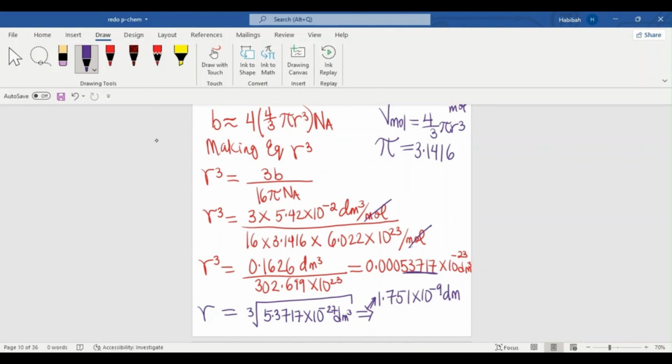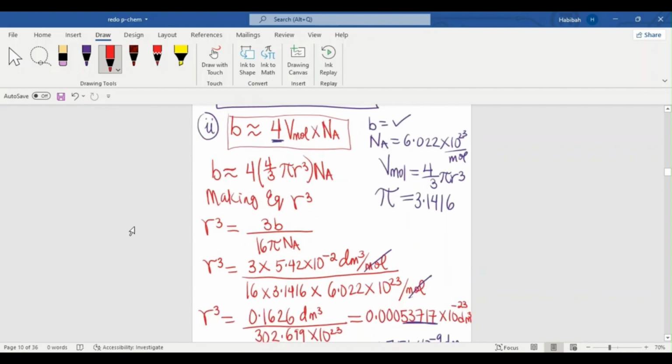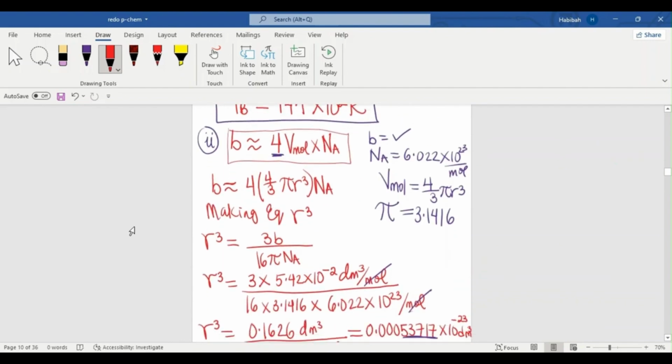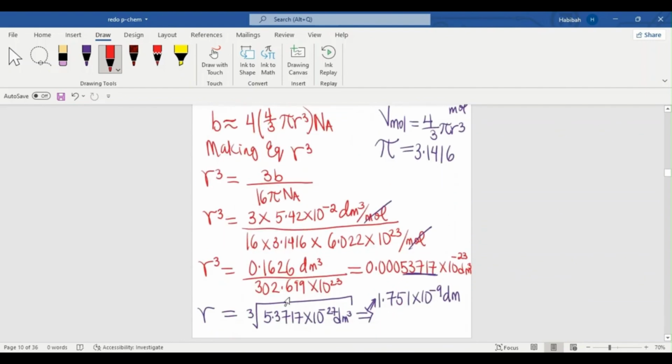But we also know that because we're dealing with a question in chemistry, we have to put in the lowest number of significant figures that came with the question. We see that the number of significant figures for the value of b in the question is 3 sig figs. So we have to put this answer in 3 sig figs. So you end up with r equals 1.75 times 10 raised to the power of negative 9 decimeter. And this is the radius to answer this question.